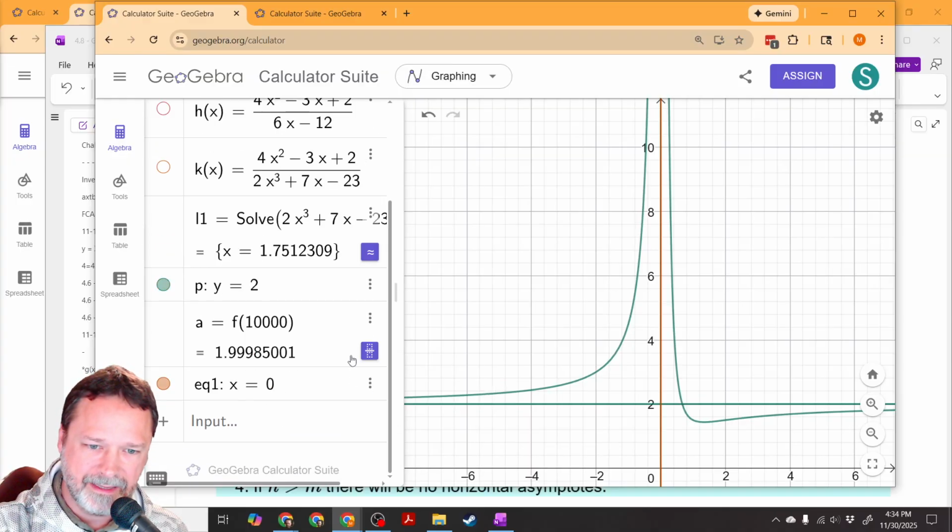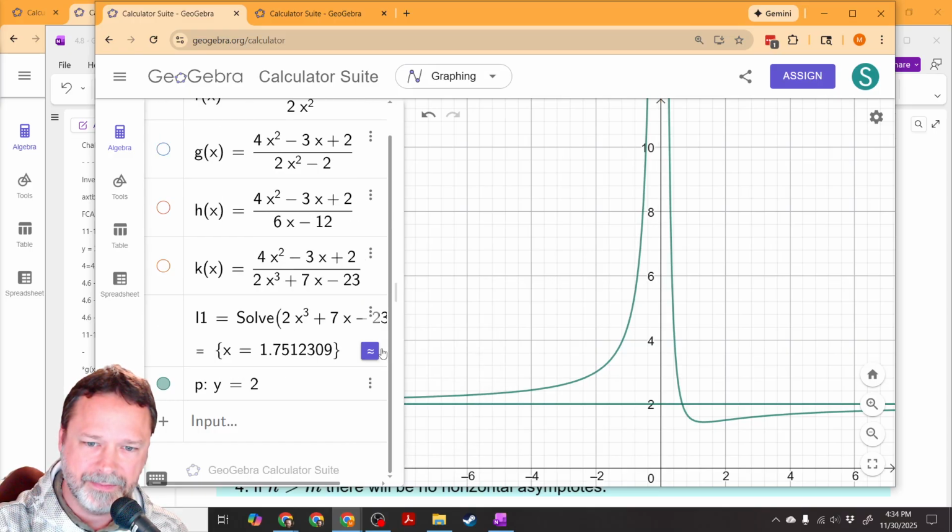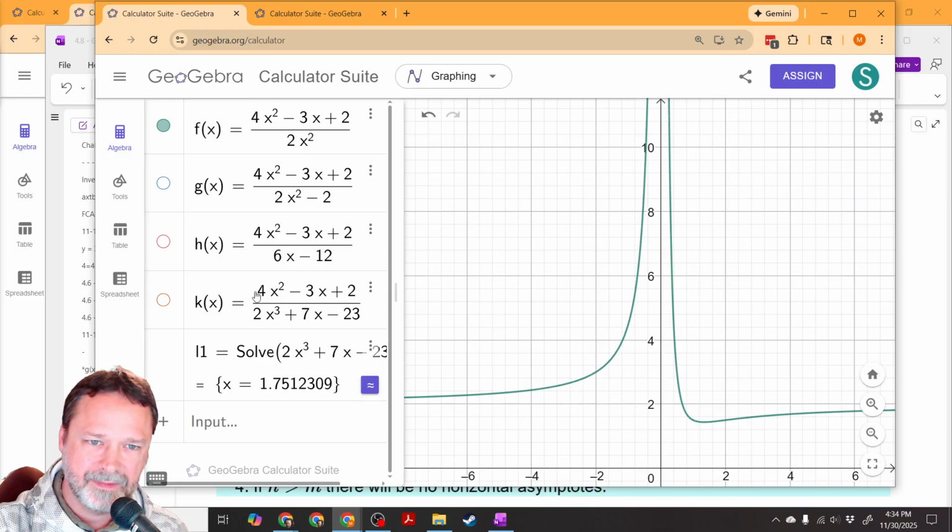Now, we looked at that. What else can we look at? I have more examples. Let's look at g.